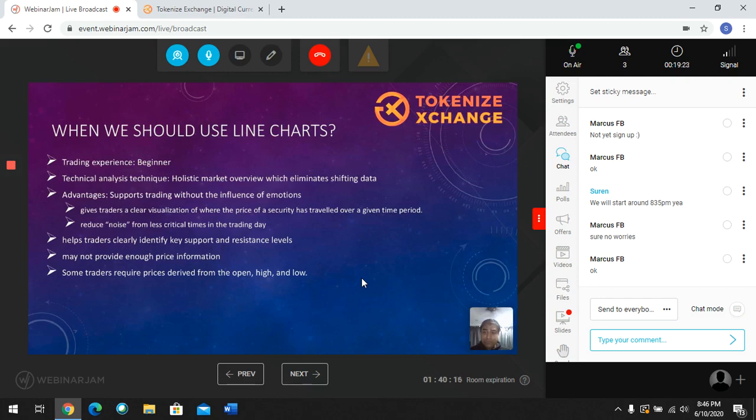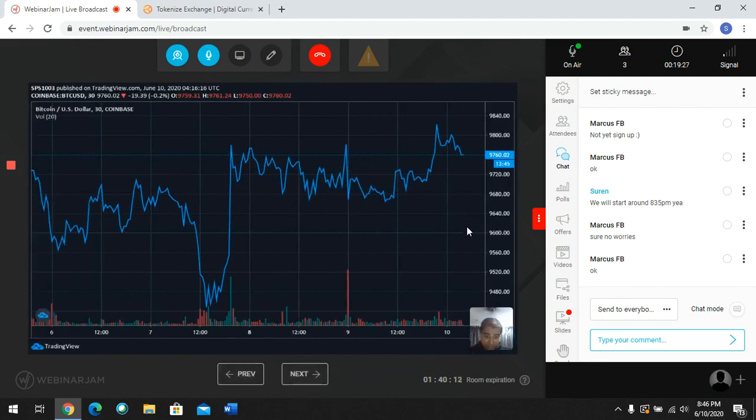Again, I'm just showing you guys on the price chart. It's showing you a direction over here, so you know where the price is moving towards.